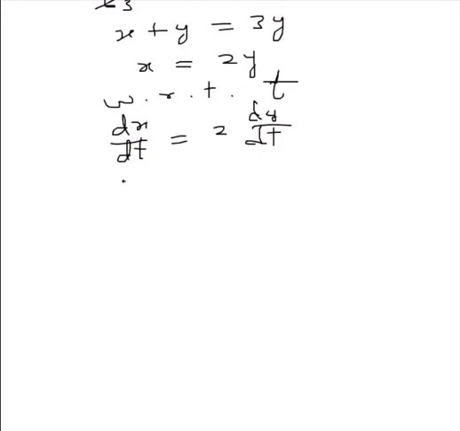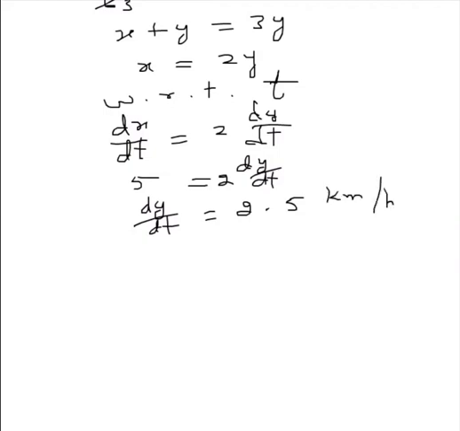dx by dt is given. Here this is given in kilometers. The length of the man is given, and we need not change here, because we are not going to use 2 and 6 here, right? So dx by dt is 5. 5 equals 2 dy by dt. dy by dt is equal to 5 by 2, which is 2.5 kilometers per hour. So you have to write the answer in words. Therefore, the rate at which the length of the shadow increases is 2.5 kilometers per hour.